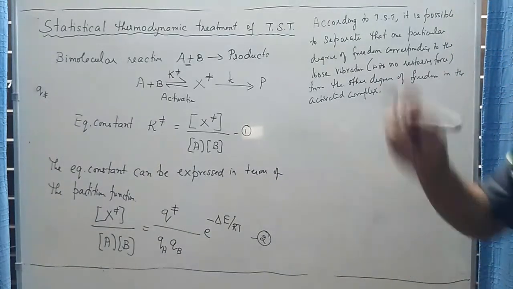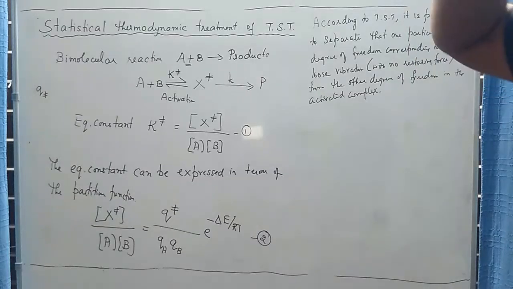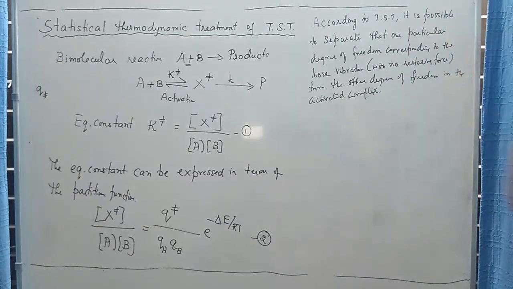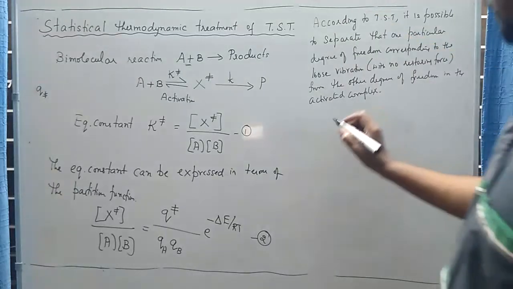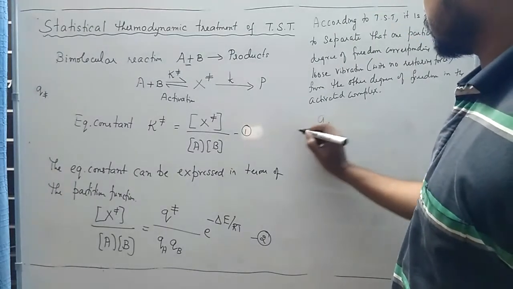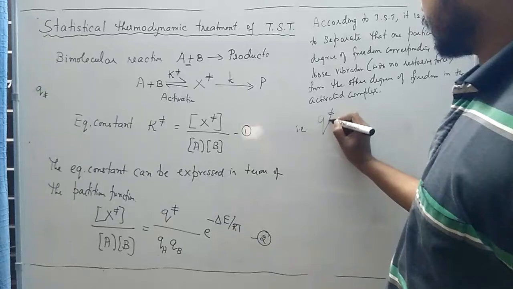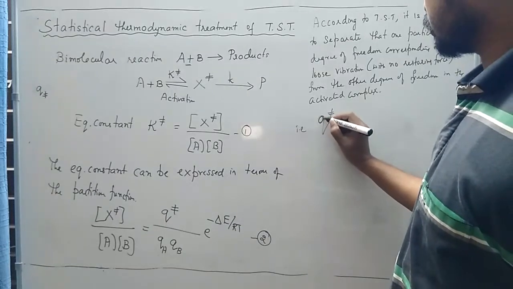This activated complex is formed at the peak of the potential energy diagram, which is called a col. So how do you write this mathematically? Mathematically we will write Q dagger. Now you should understand what Q dagger is.